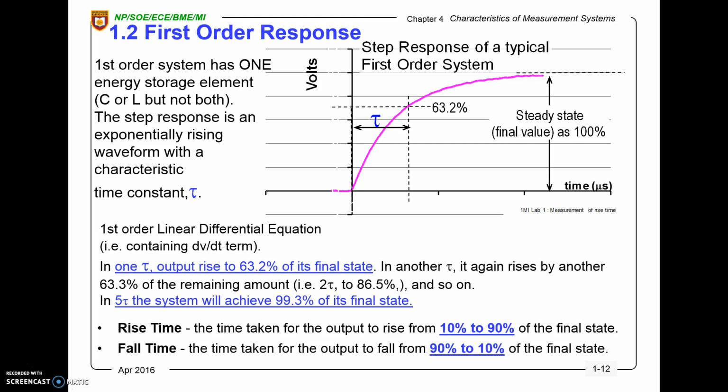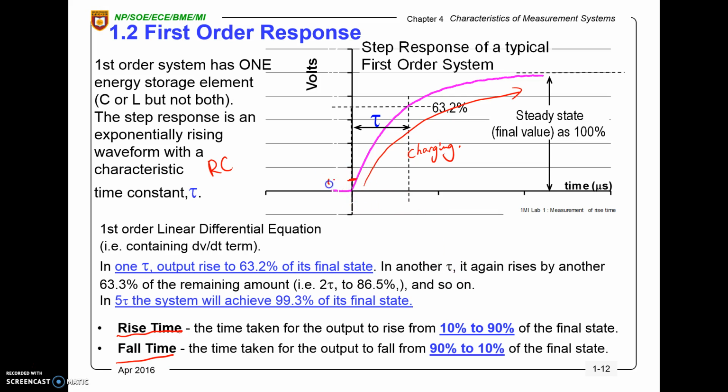What about the first order? First order, you have a typical response, if you remember the RC circuit, which means you have a charging curve. This is a very typical charging curve. When we talk about first order responses, we need to talk about the rise time and the fall time.